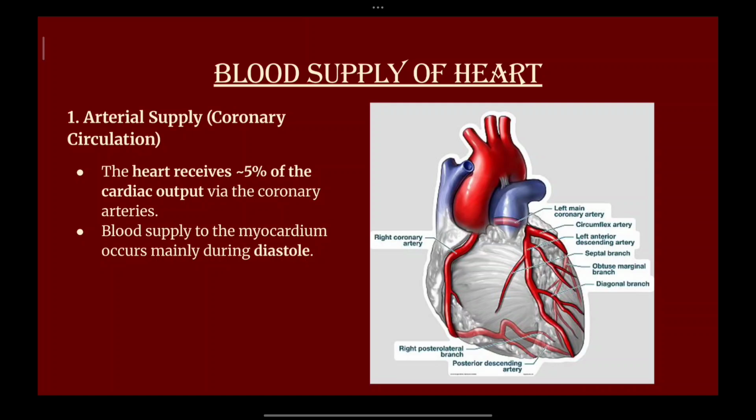Now the first part is the arterial supply. Here it is called coronary circulation because it is a heart-related circulation, and it is a central, important topic for the circulation that is happening in the heart. The heart receives approximately 5% of the cardiac output via the coronary arteries. Whenever the heart pumps the oxygenated blood, it also receives its own share, approximately 5%, out of the 100% that is being pumped out to the other parts of your body.